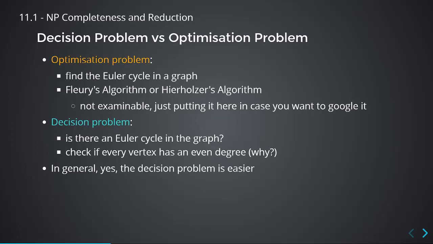But the decision problem is very, very easy. If I just ask, is there an Euler cycle in the graph? Then you just go through every single vertex and you make sure that every single vertex has an even degree. Because if you have an even degree, you can come in and you can come out again. So that is a necessary condition. So in general, yes, the decision problem is easier.